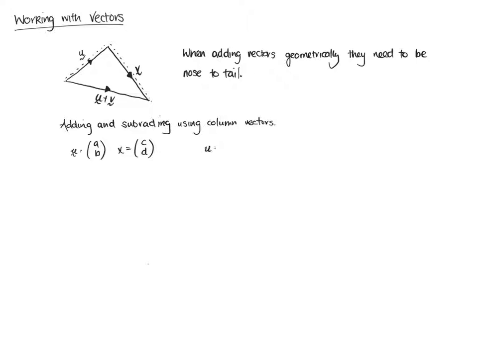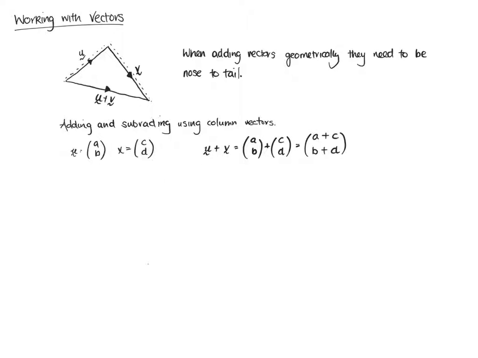If we want to find u plus v, it's AB plus CD, and all we need to do is add the top 2, A plus C, and add the bottom 2, B plus D. It's the same for subtracting, except obviously you subtract them, you don't add them. And in 3 dimensions, all that changes is that you've got a Z. It's exactly the same, so you just add or subtract the 2 Z's depending on what you want to do.